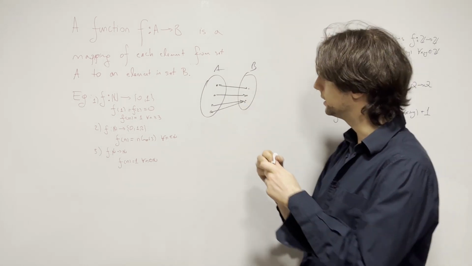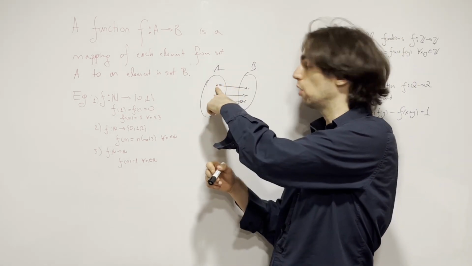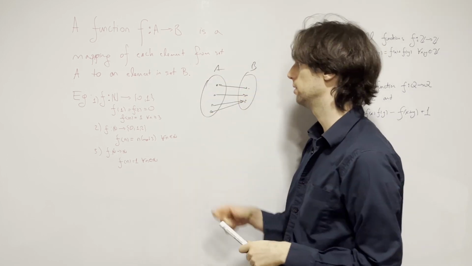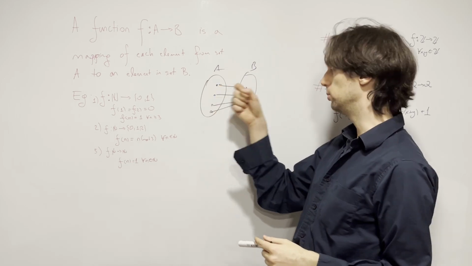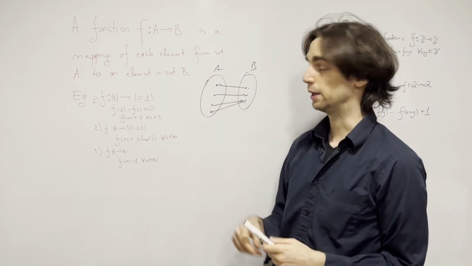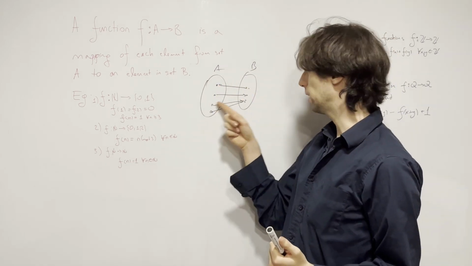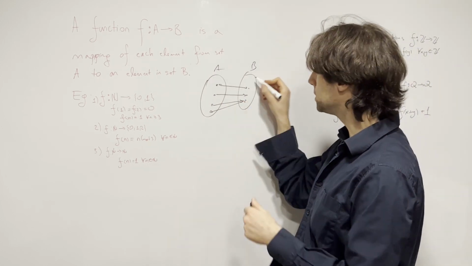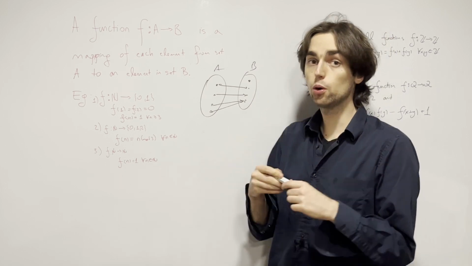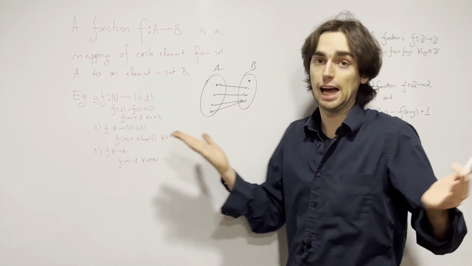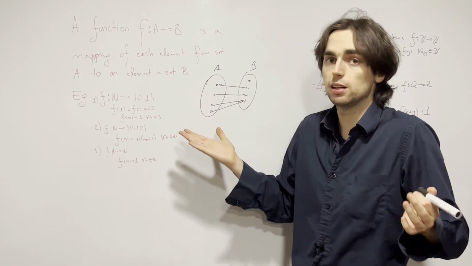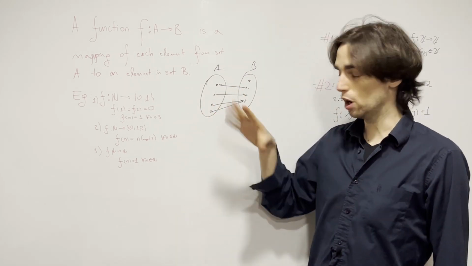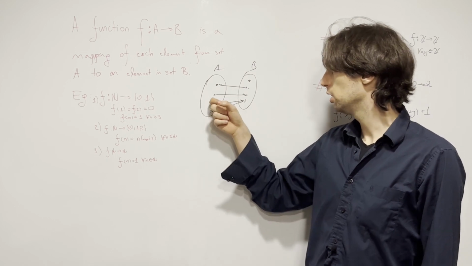The only thing is there can only be one arrow from an element in A to one element in B. This arrow can't go both to this element and that element. But multiple arrows can go to the same element, and there might be some elements in B which no arrow maps to. That's a possibility.